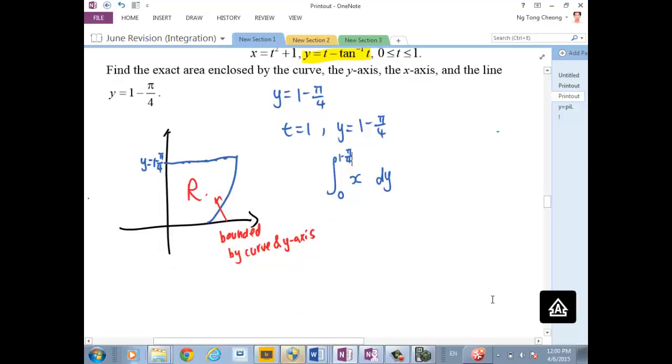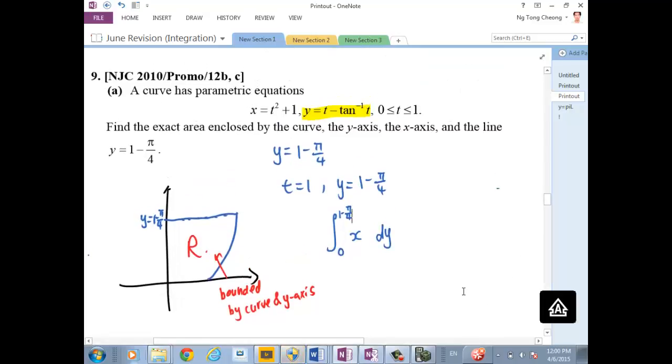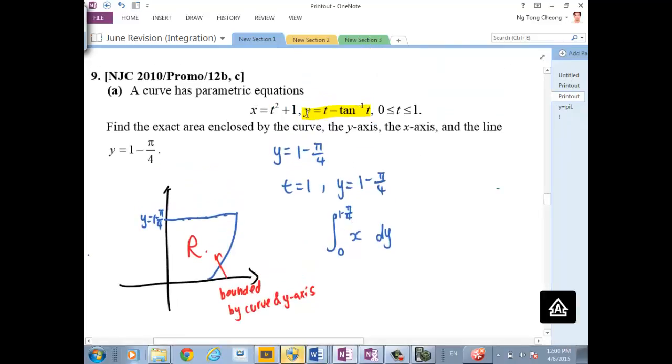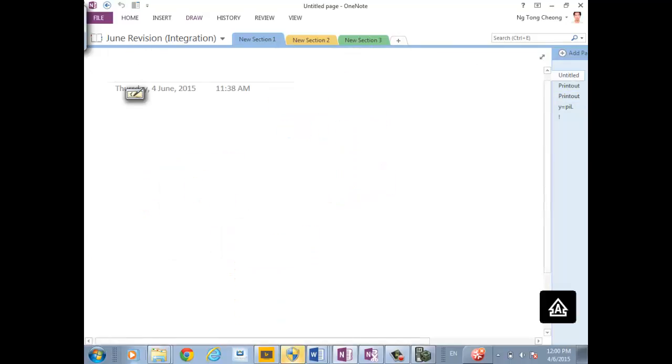Now, you look at this, it's in x and y, but you only have the parametric. So you go back and look at the question, then see how your x and y are related to the parametric. Then you see that actually your x equals t squared plus 1. So basically, it's something like a substitution. I'm going to sub my x to be t squared plus 1. Then I'm done with my x. The next thing is, how about my dy? I know that I can get dy if I differentiate my y equals t minus tangent inverse t. So that's what I'm going to do.